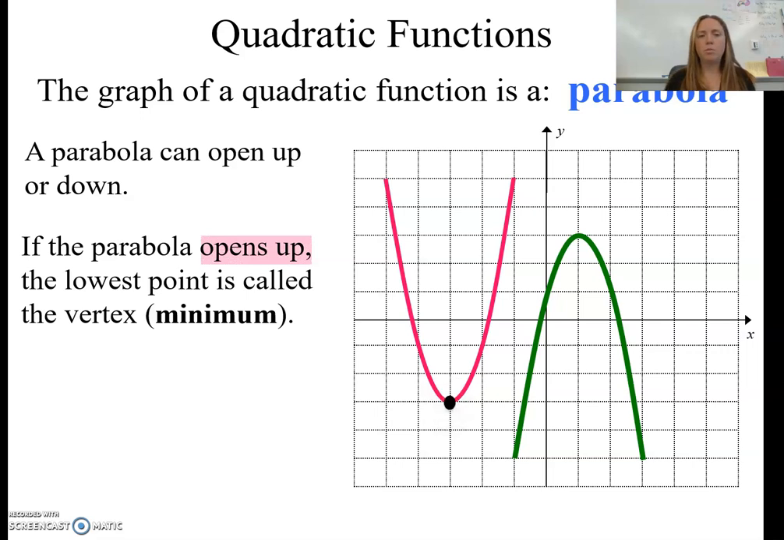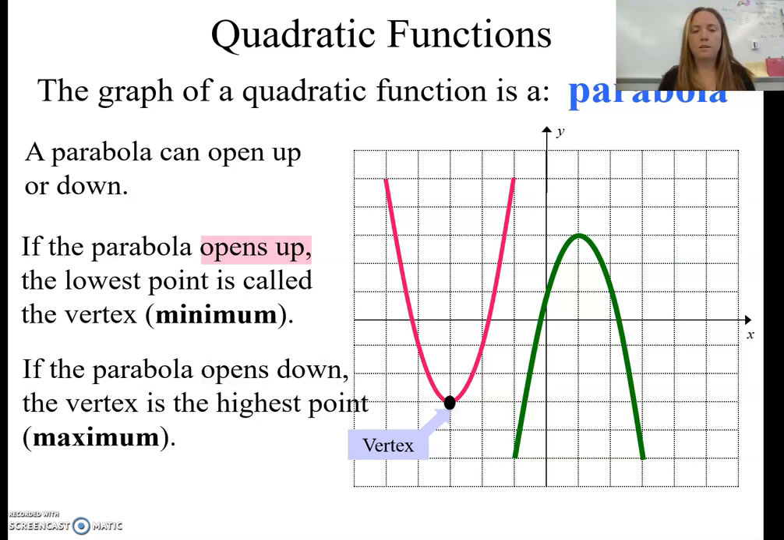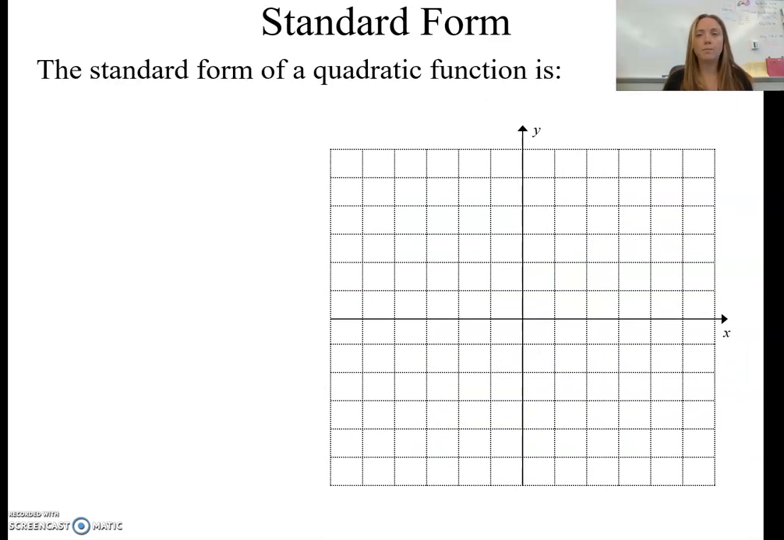If the parabola opens up, then the lowest point is called the vertex. And you can also call it a minimum because it's the lowest point that exists. The second one there, when it's opening down, that means the vertex is going to be your highest point. And you can also call it a maximum because, again, it's the highest point. So that's as high as it can go.